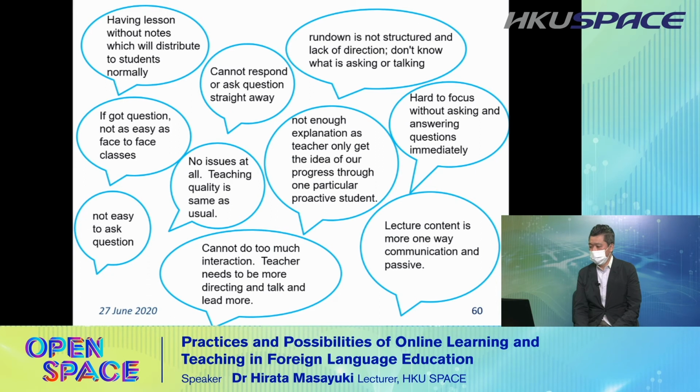Another comment: not enough explanation from the teacher, only get the idea of our progress through one particular proactive student. I thought this comment is very interesting, because in a face-to-face session it's sometimes difficult to grasp the atmosphere in the classroom, but if you were in the physical classroom, you understand immediately what percentage of students understand what I'm talking about. But if we cannot see everyone and it's always one proactive student, then we had to rely on that information, which was probably not good during the online class.